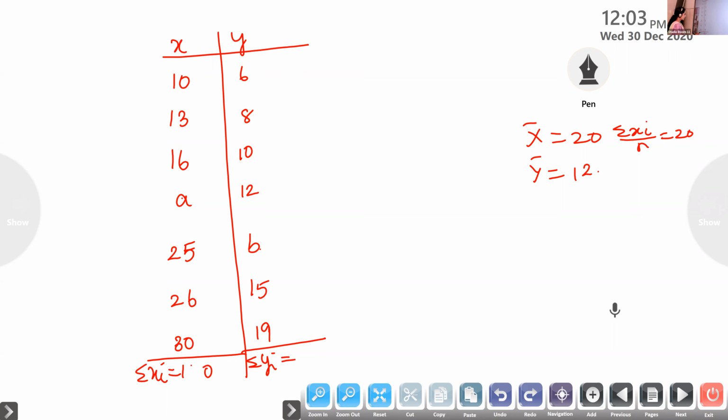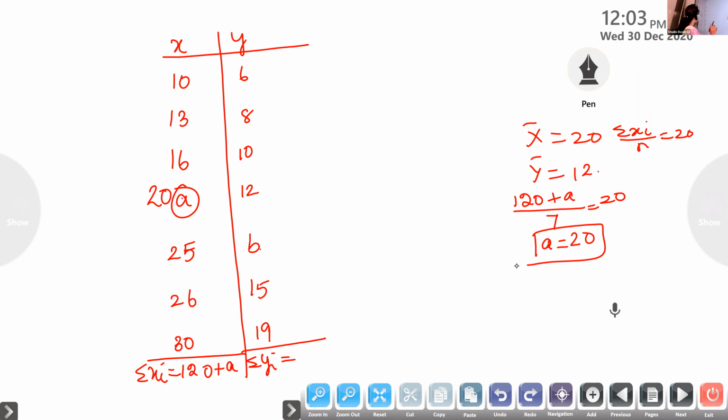What is sigma xi? Is it 120 plus a? Is it correct, Aishwarya? Yes, ma'am. So we can write this as 120 plus a, by how many data are there? 1, 2, 3, 4, 5, 6, 7. By 7 is equal to 20. So from here, what is the value of a? 20. A is 20. Similarly, find out B.